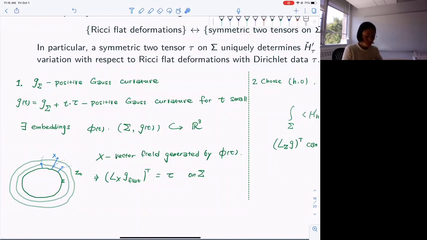Then we can consider the Lie derivative of the flat metric with respect to X. It's easy to observe that the induced tensor on the boundary sigma must equal the deformation we started from. This means that given any 2-tensor tau on the boundary manifold sigma, which is convex, it can always be realized as the Dirichlet data of a diffeomorphism deformation, that is, of a flat deformation. This is a linearized version of the embedding theorem.